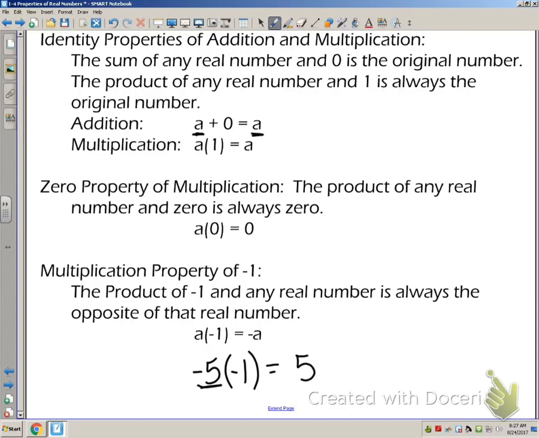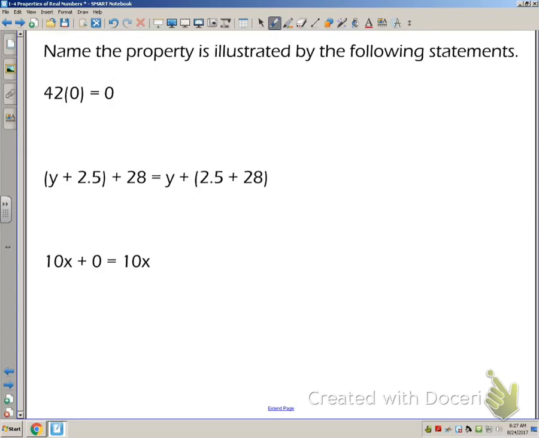So I started with negative, end with positive, end up with the opposite of what I started with. So it says name the property that is illustrated. Well, this is nothing more than the 0 property of multiplication.